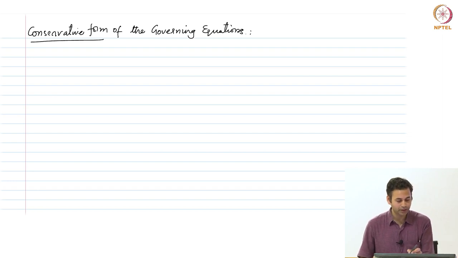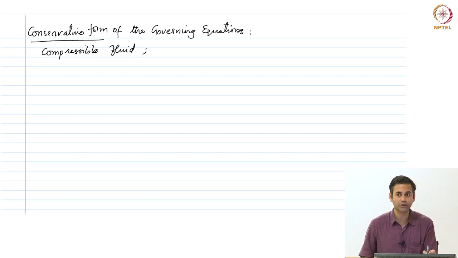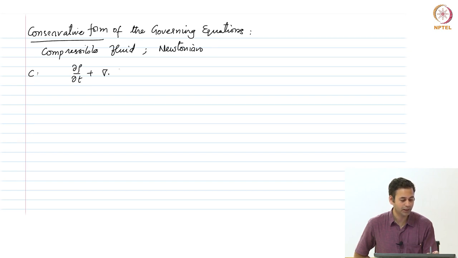So these are being written down for a compressible fluid with a Newtonian approximation, okay? So this is for a compressible flow with a Newtonian fluid, okay? So we have this assumption. So how does the mass conservation or continuity look like? We have conservation of mass, or the continuity equation: partial rho partial t plus del dot rho u bar equals 0, right? That's our conservation of mass. So let's call it Cm, okay?